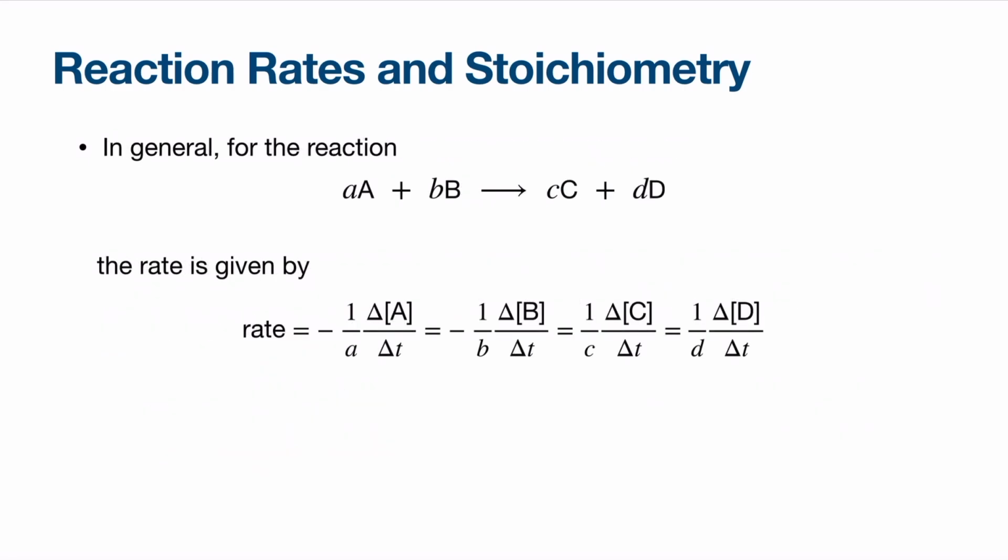So in general, for this reaction, the rate is given by this. The rate expression for reactant A is this. The rate reaction for reactant B is this. The rate reaction for product C is this. And the rate reaction for the product D is this.